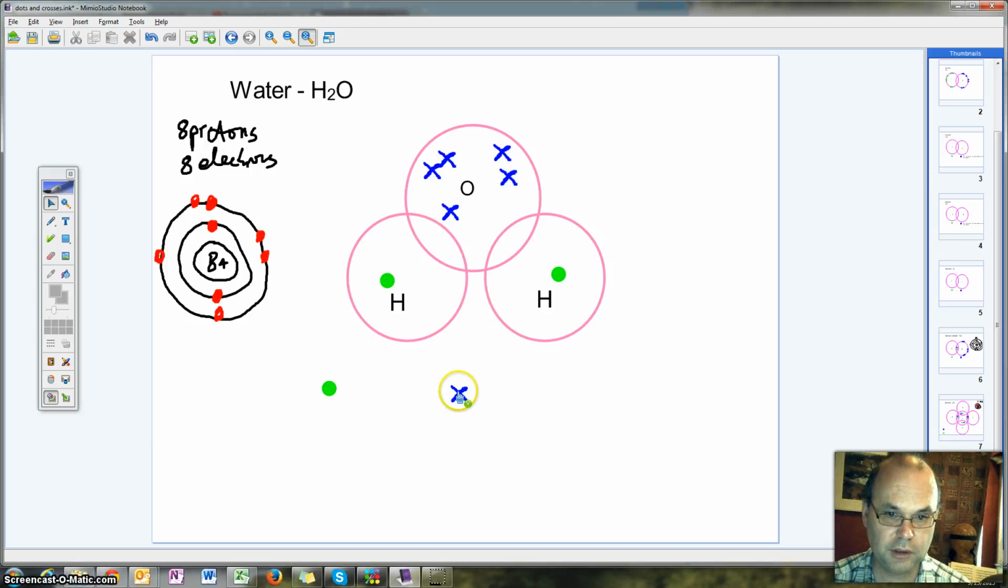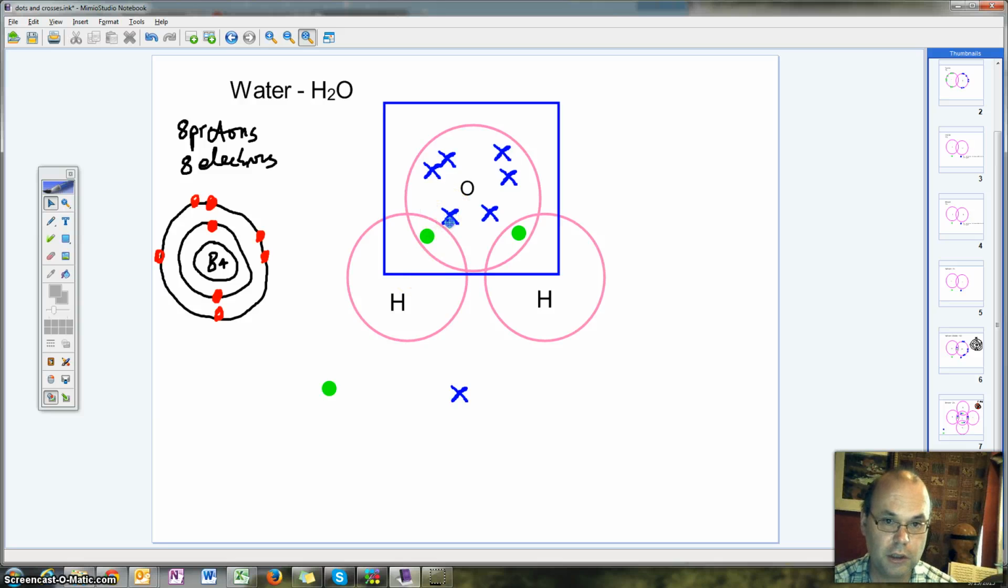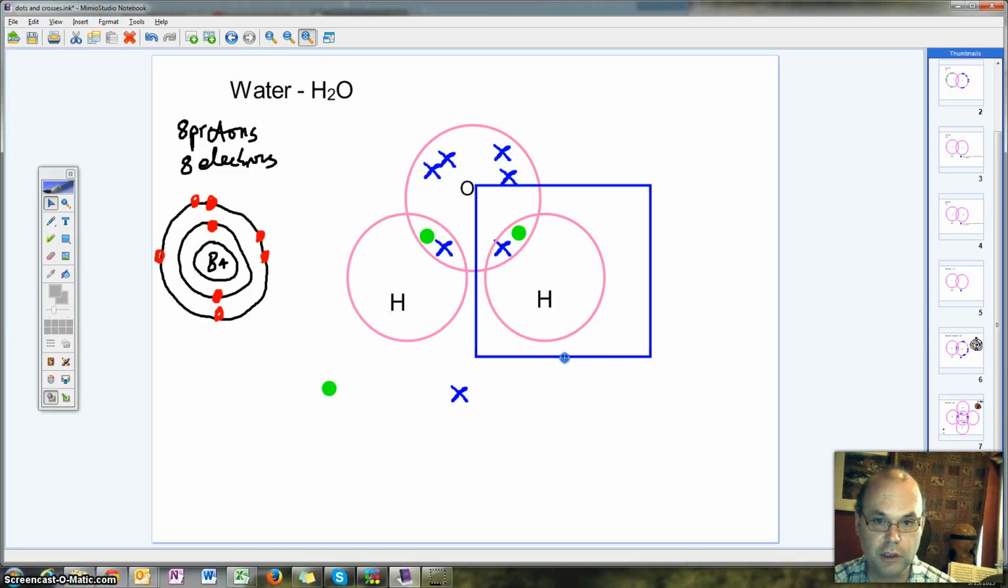Now, of course, 6 isn't enough. It wants to have 8. And we know that hydrogen's very able to share an electron. And if we draw our little box now, we can see that the oxygen now has 1, 2, 3, 4, 5, 6, 7, 8 electrons in its energy level. So it's good. But the hydrogen needs 1 too, so it shares this one. So now the oxygen's got 8, and the hydrogens each have 2.